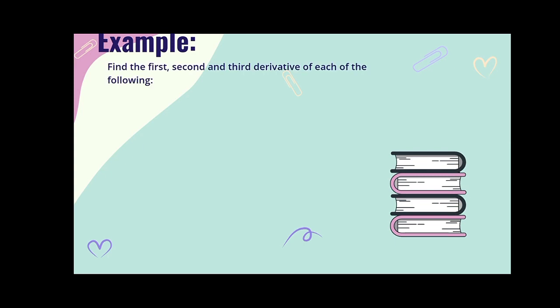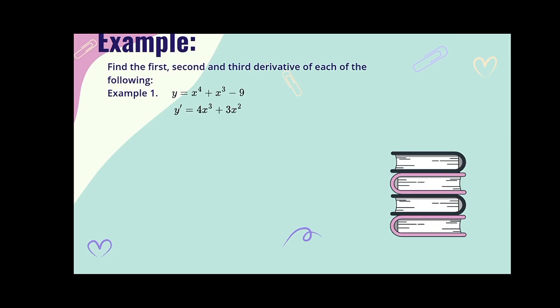Example: find the first, second, and third derivative of each of the following. Example number 1. y is equal to x to the fourth power plus x cubed minus 9. So we will find the first derivative. The first derivative of x to the fourth power is 4x cubed, where we multiply our exponent to the coefficient of x, which is 1. So it is equal to 4. And we subtract 1 from the exponent, so the exponent will become 3.